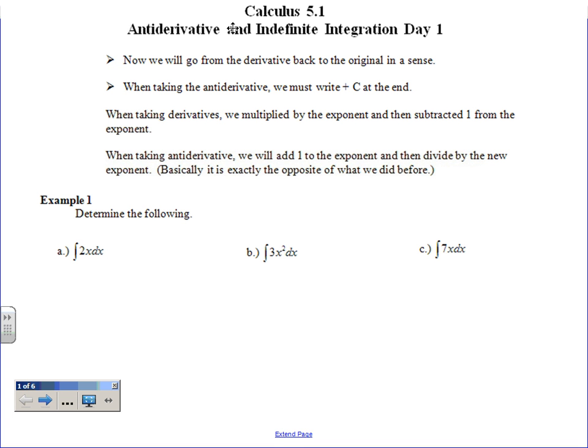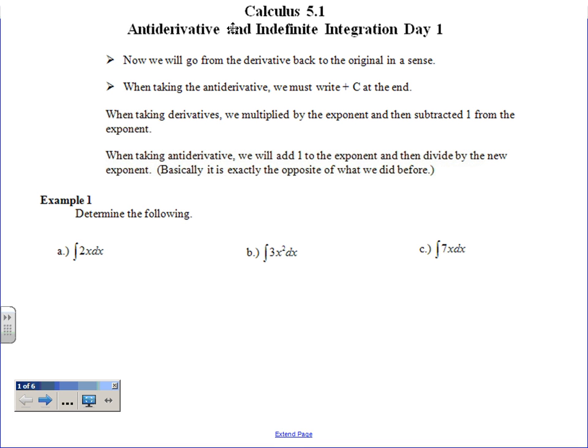So basically we started with the original, went to the first derivative, then the second derivative, and so now maybe I'll give you the first or second derivative. We've got to get back to the original. The second bullet there is pretty important. When taking an antiderivative, you must write plus a constant, or plus c, at the end, and I'll explain why once we do a couple of these, why you really have to add that in there, especially if it's an indefinite integral.